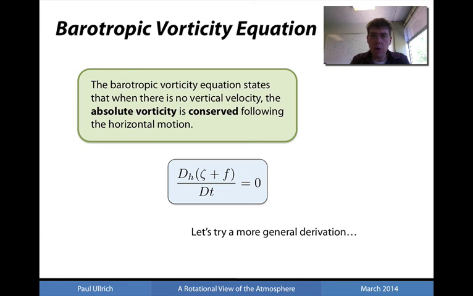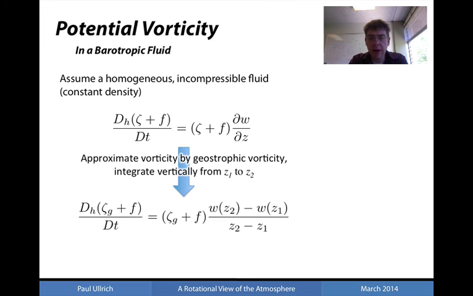So let's try something a bit more general. This is a bit too simple for the type of dynamics that we're interested in looking at in the atmosphere. So again, we're going to assume a homogeneous incompressible fluid, that is with constant density, but here we're not going to assume that w is going to be 0. So we're going to retain the ∂w/∂z term that appears on the right-hand side of the barotropic vorticity equation. We're going to approximate the vorticity by the geostrophic vorticity, which is simply obtained by differentiating the geostrophic wind relationship, and we're going to integrate this vertically then from z1 to z2.